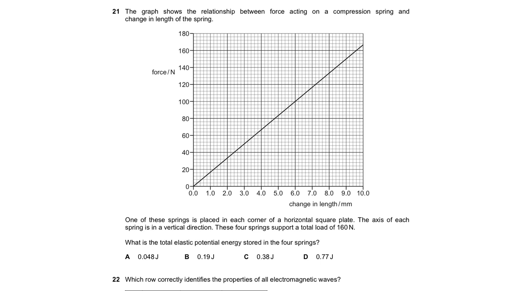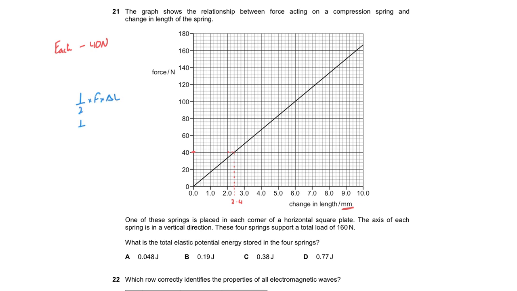Now, there are four springs and the four combined support a total load of 160 Newton. That means each spring experiences a force of 40 Newton. So I go to my force extension graph, or force compression graph in this case. This is 40 Newton, and that tells me that for a force of 40 Newtons the change in length is equal to 2.4 millimeters.